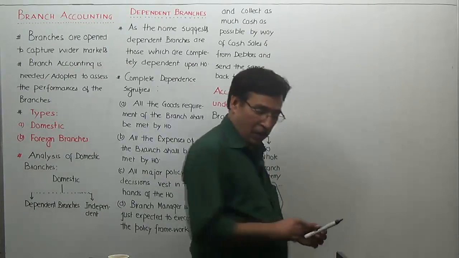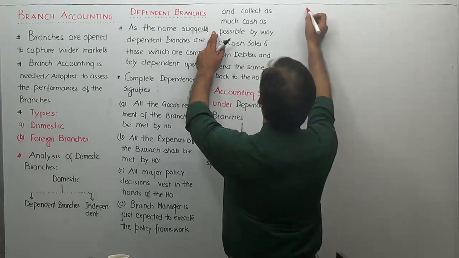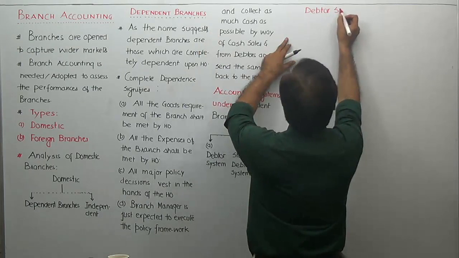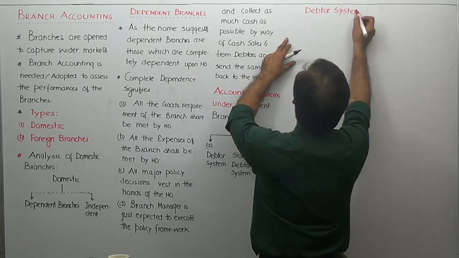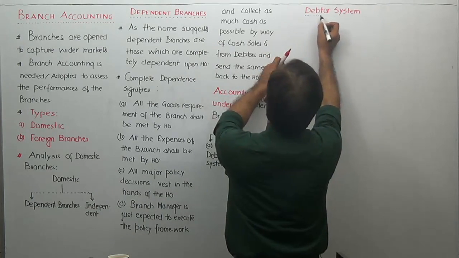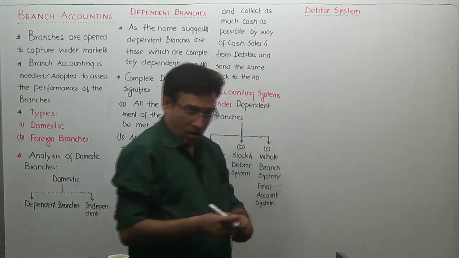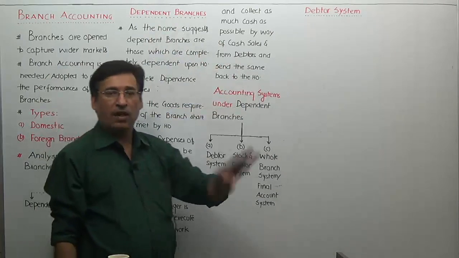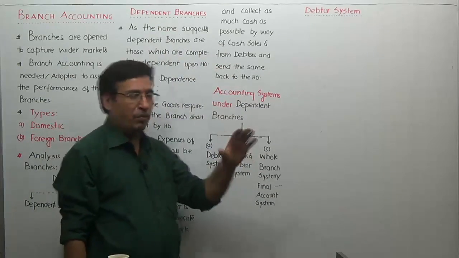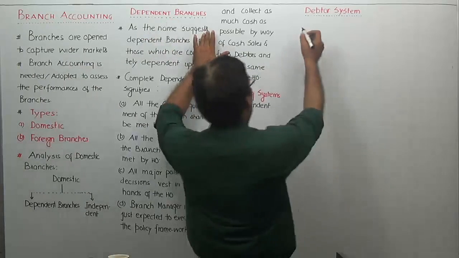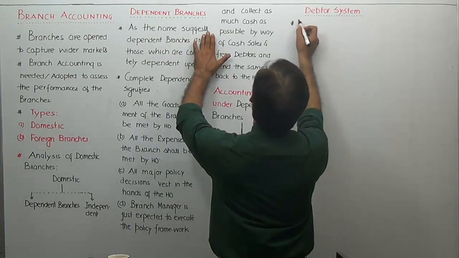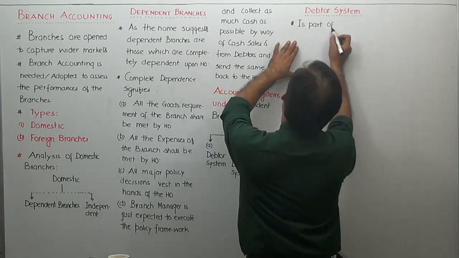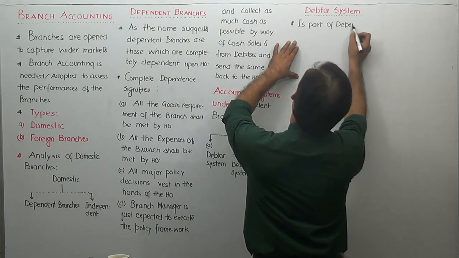Now, we will analyze the debtor system. What we mean by the debtor system, that we are going to study now. Now we have an idea that the debtor system is part of dependent branches, isn't it? Because under dependent branches, three accounting systems exist. So the debtor system is one among them, a system which relates to dependent branches. So the first point is that the debtor system is part of dependent branches.